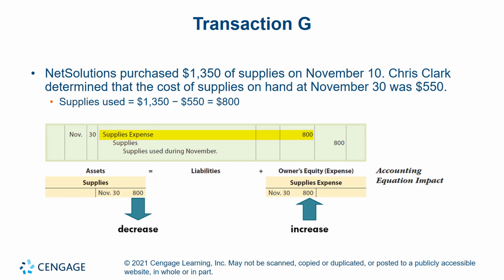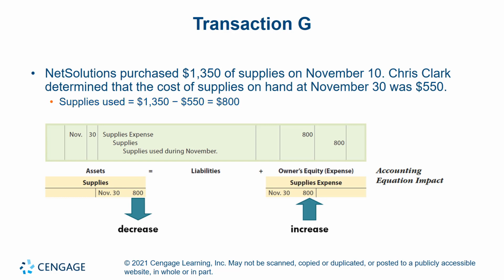Where does $800 come from? Well, if the balance at the beginning of the period was $1,350 and now at the end of the period only $550 is left, we can determine how much was used. $1,350 minus $550 equals $800. And $800 is our supplies expense to be recorded on November 30th.